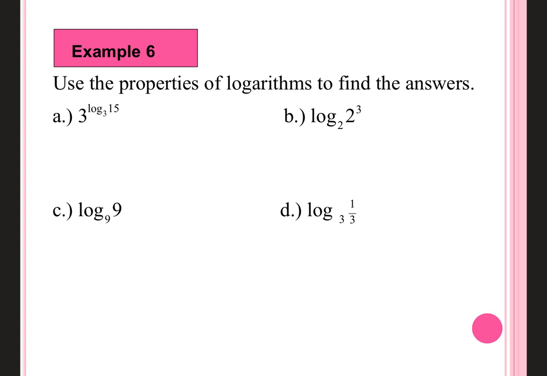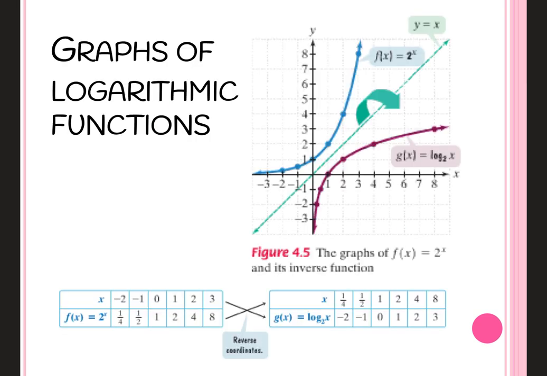Try them. All right, what do we get for A? 15. The 3 and the log base 3 cancel out. What did you get for B? 3. The log base 2 and the 2 cancel out. What did you get for C? 1. Because if the base and the number next to it are the same, it's 1, right? And what did you get for D? -1. Good. Raise your hand if you got all 4 right. Good. Okay. If you can understand logs and you can do them quick, it will make everything else so much easier after this. Okay. All right. So next up is your graphs.